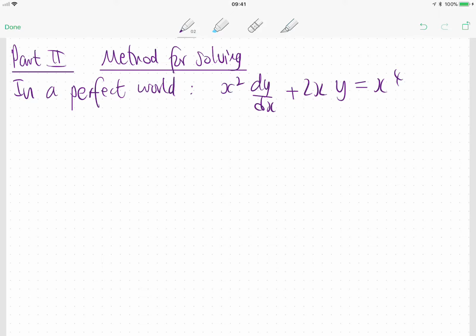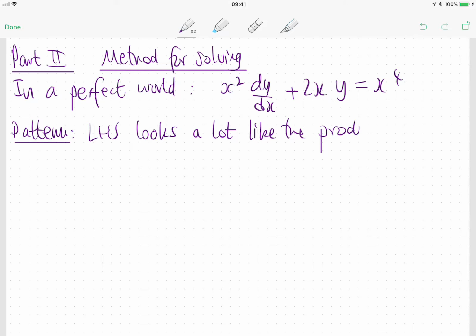So why is this so perfect? Well, there's a certain pattern that appears on the left hand side. The left hand side looks a lot like the product rule for differentiation. So how can we see that? Well, let's label some things up here. If I start with the y's, something here and something here, maybe I'll call this g. So if y is the same as g, dy/dx is dg/dx.